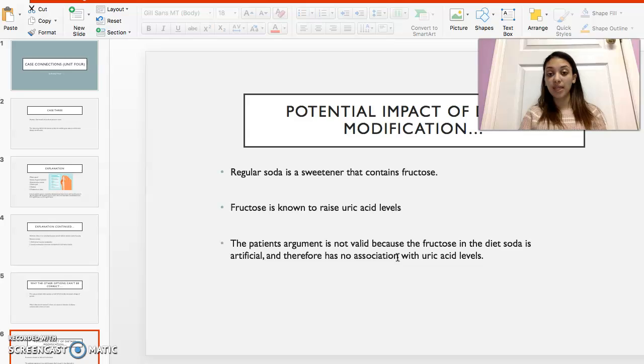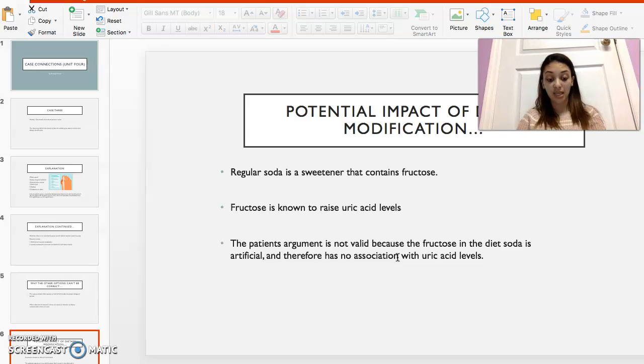Now the patient also stated that he has switched from diet soda to regular soda because the artificial sugars in the diet soda were not good for him. However, his argument is not valid because artificial sugars have nothing to do with uric acid levels, and that was the diagnosis, gout and uric acid levels. Regular soda is a sweetener that contains fructose, and fructose is known to raise uric acid levels. The patient's argument is not valid because, as I stated, there's no association.